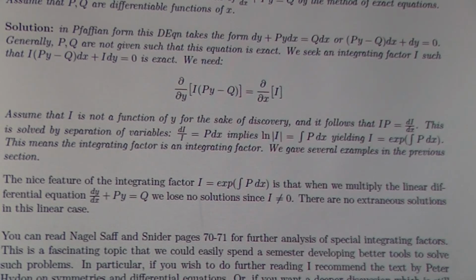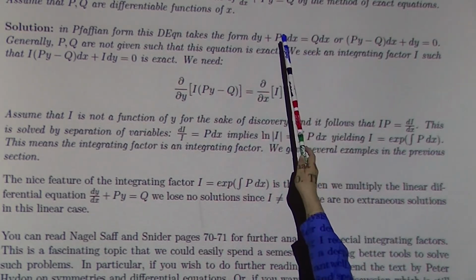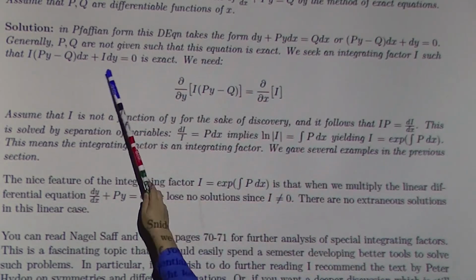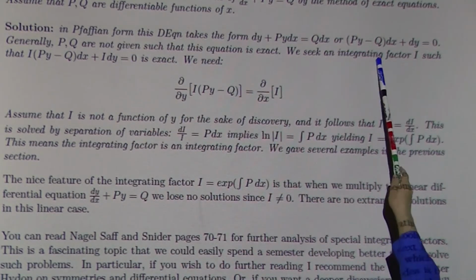You can also prove that the linear first order differential equation, the one we solved with the integrating factor technique, when you put it into its Pfaffian form and multiply by the integrating factor, is in fact an integrating factor in the same sense I'm talking about with exact equations. Here's the proof. I start with dy/dx plus py equal to q. I rewrite it in Pfaffian form, which is this.